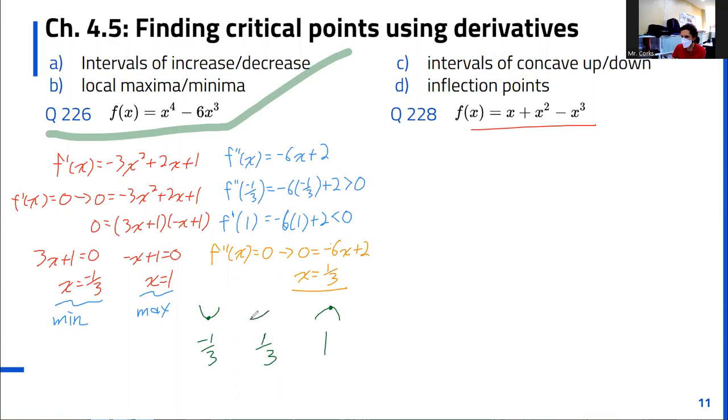So it's from this curving up to curving down like this. Okay, that's enough information for the function. So we know it's going to look like this. Minimum, inflection, and maximum. So similar to the previous, sorry, let's draw that a little larger.